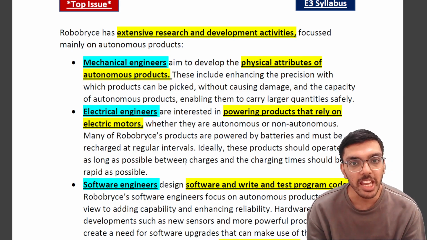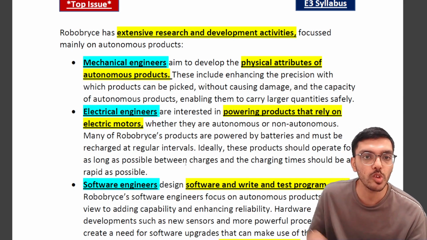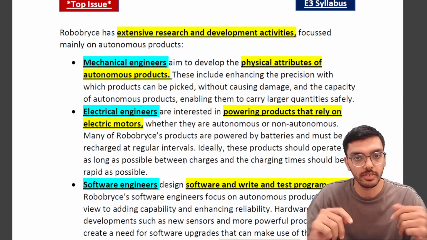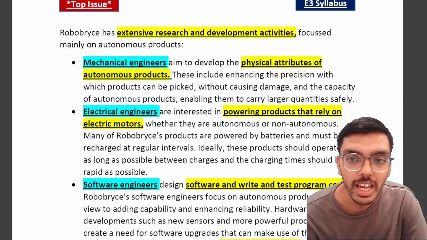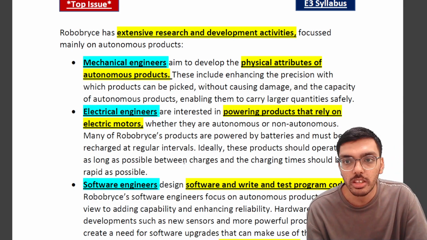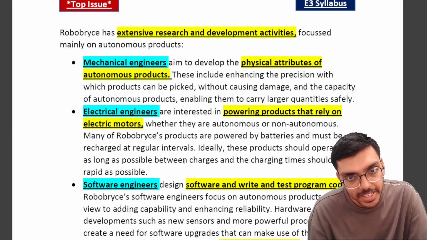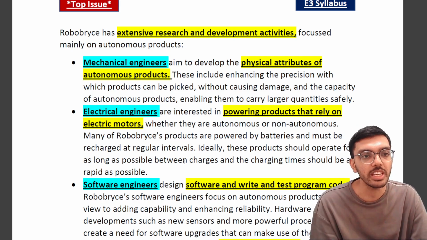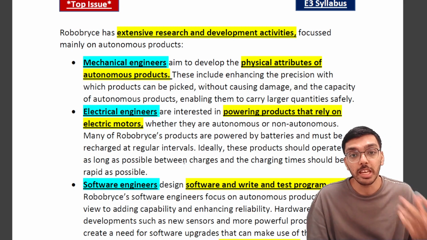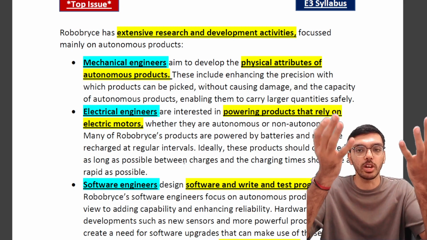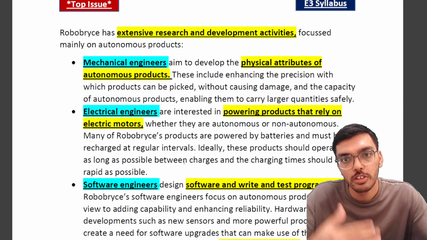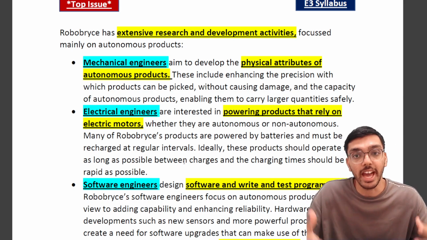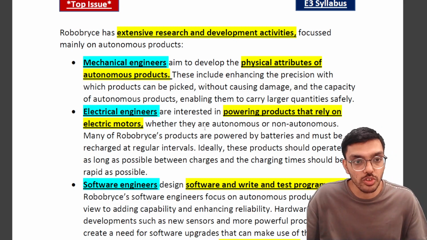Mechanical engineers aim to develop the physical attributes of autonomous products. So their physicalities, how they look, how they'll feel. These include enhancing the precision with which products can be picked without causing damage, and the capacity of autonomous products, enabling them to carry larger quantities but safely. So they are looking at physical attributes. How can my product carry more without causing damage?